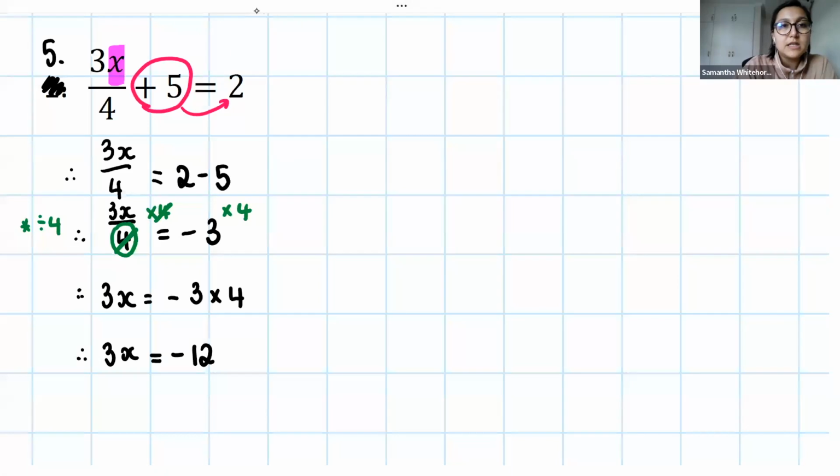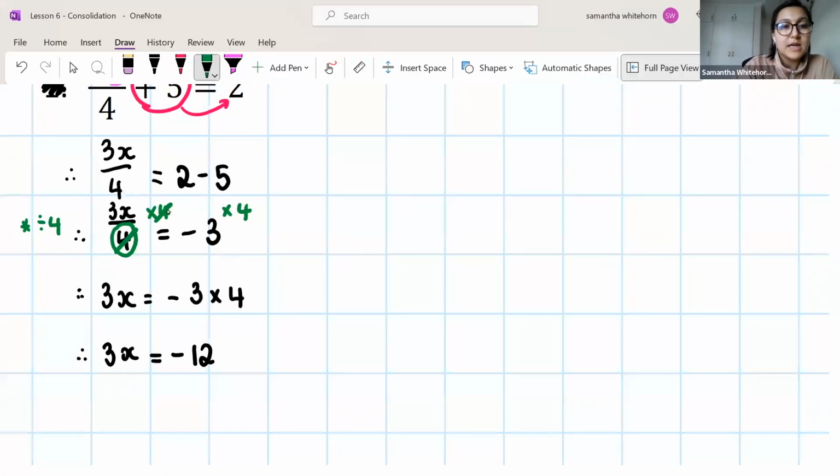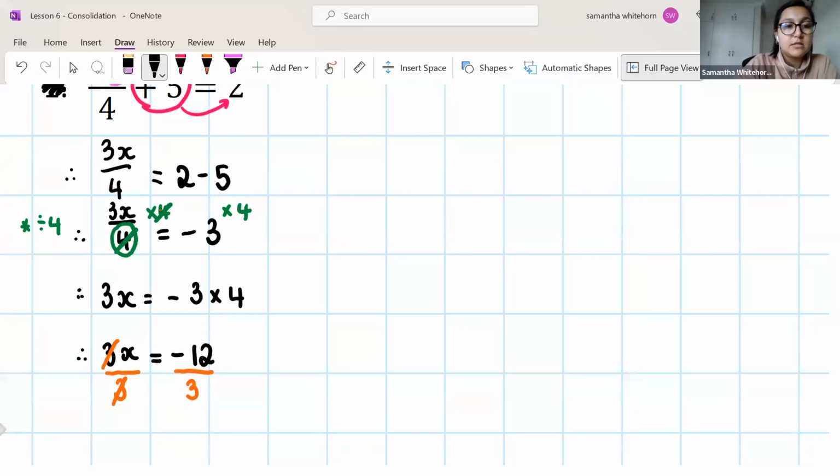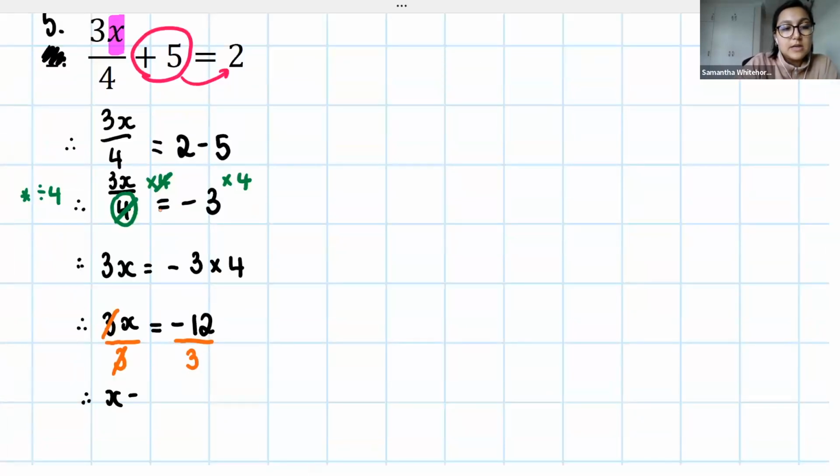The final thing I need to do in order to solve for x is get rid of my coefficient. Because it is 3 times x, so it's a multiplication, I need to do the opposite, which is to divide to get x alone. But again, if I do it on the left, I have to do it on the right. And so what we now have is x is equal to negative 12 divided by 3. A negative divided by a positive is a negative, and 12 divided by 3 is 4. So our answer here for x is -4.